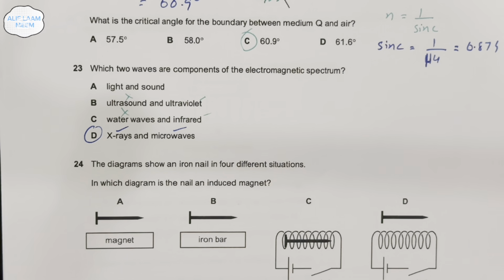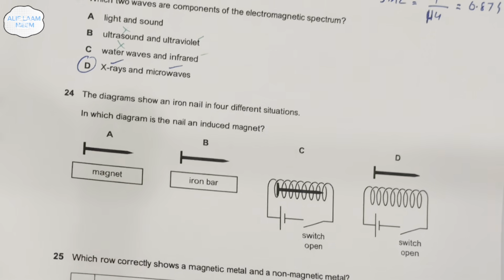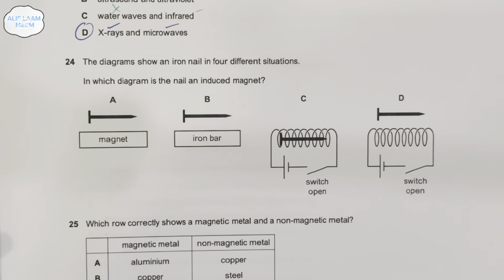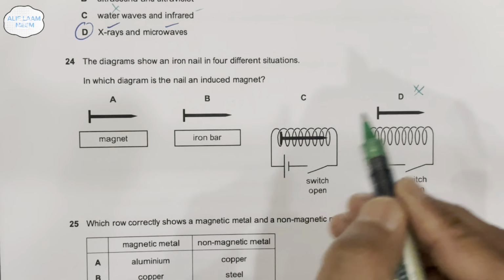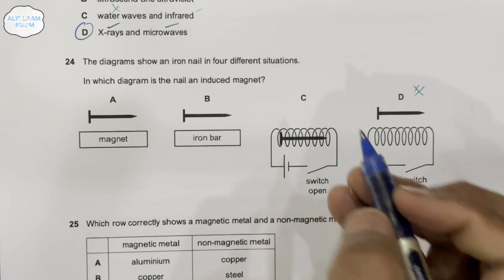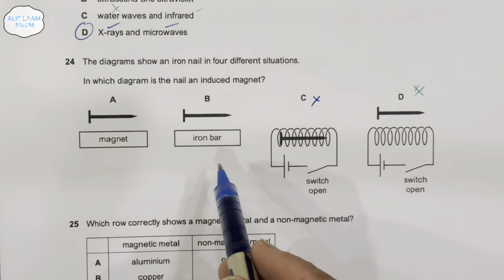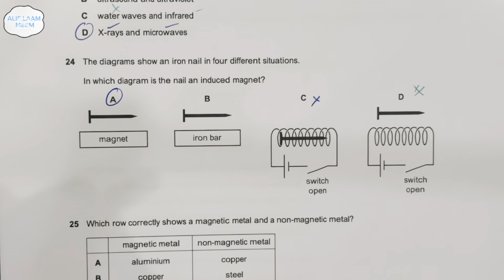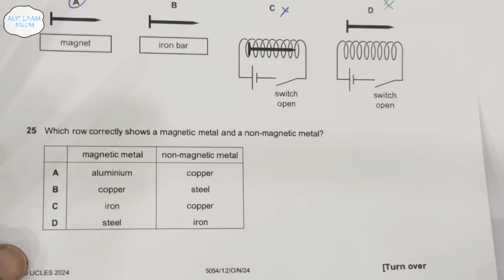Moving to question number 24. The diagram shows an iron nail in four different situations. In which diagram is the iron nail an induced magnet? So options C and D cannot happen because the switch is open in both cases. So options C and D are the wrong choices. Option B cannot happen because these are both iron bars only. Option A is correct, which contains the magnet which would induce magnetism in the iron nail. So this would be induction.